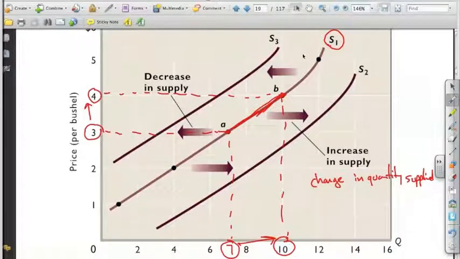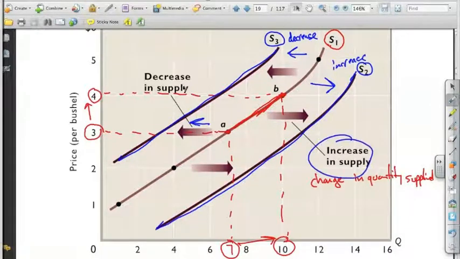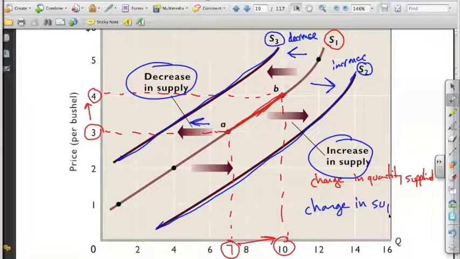Whereas a change in supply is a new line. If we have a decrease in supply, then it moves to the left. If we have an increase in supply, it moves to the right. Notice that a change in price can only change quantity supplied.